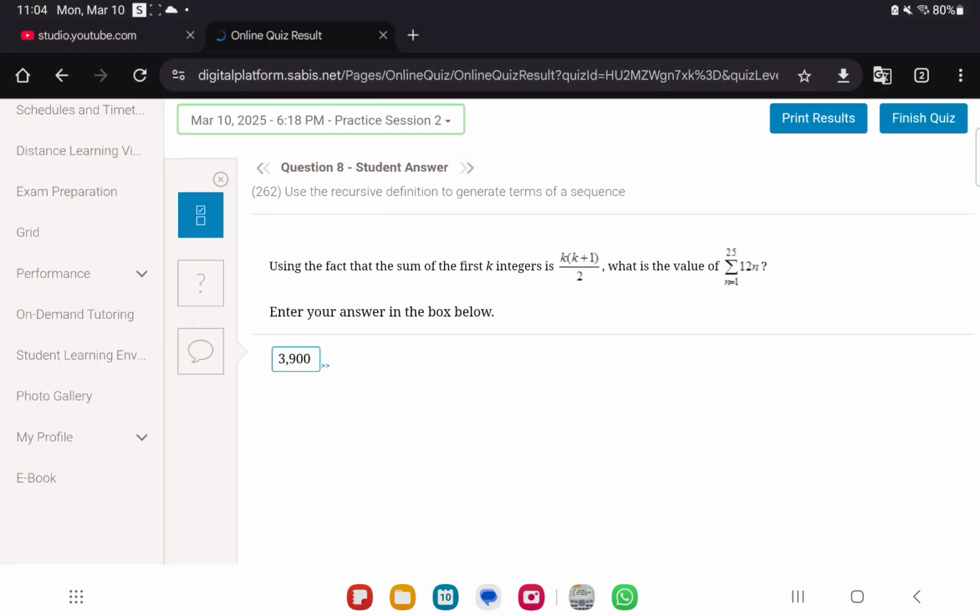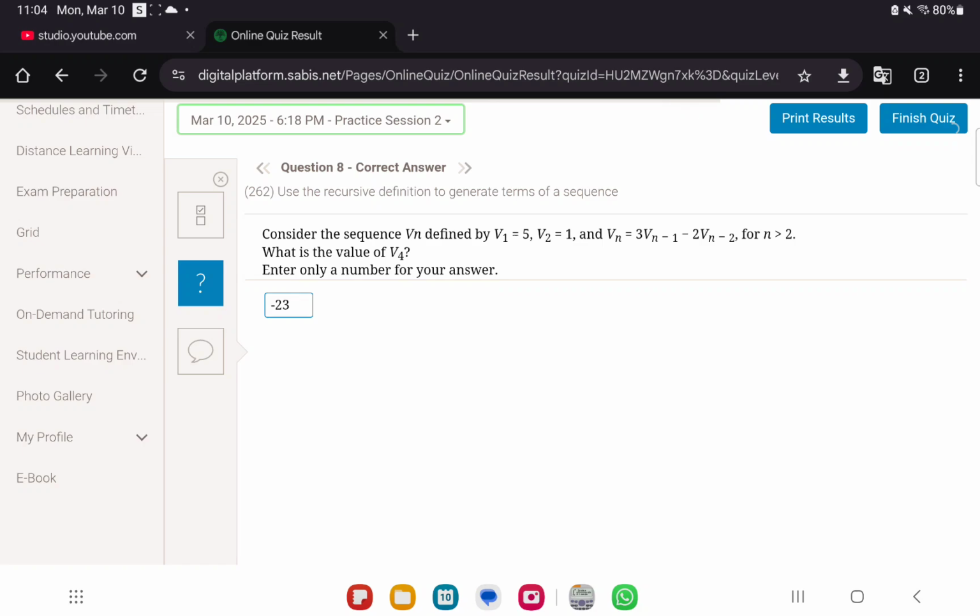Okay, so next question. This is easy and not easy at the same time. For the people who get it, they get it. For the people who don't get it, well, I guess you just don't. For questions like these, you need to find V1, V2, all the way until you find V4. So we need to find V3 first. Let's do it.